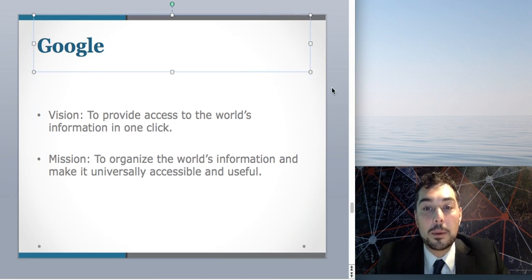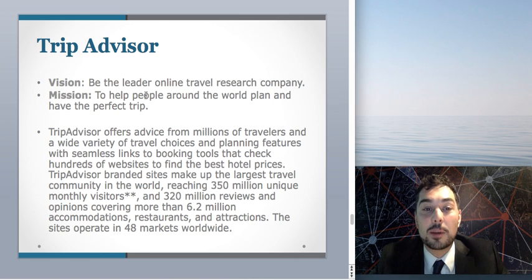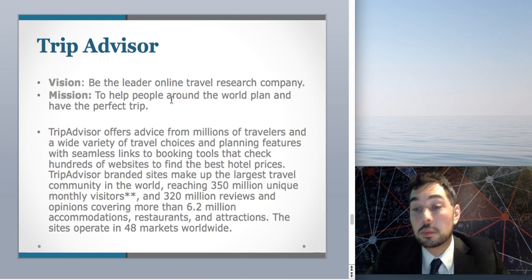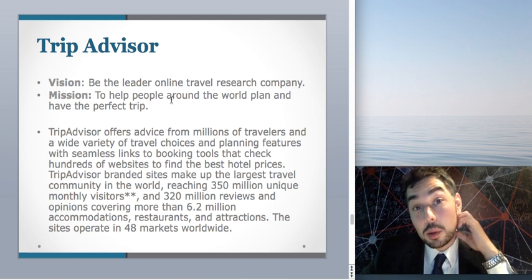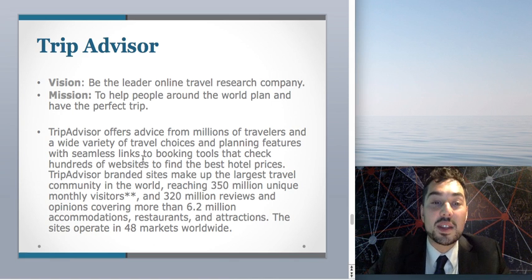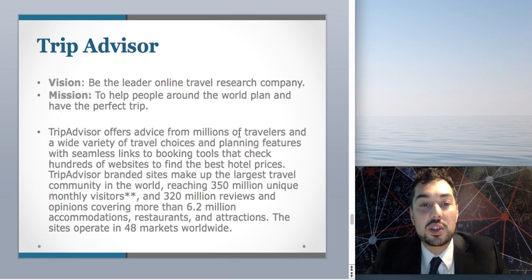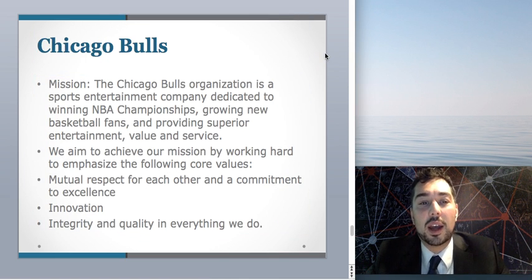So moving on. TripAdvisor. To be the leader online travel research company. To help people around the world plan and have the perfect trip. Simple, understandable, gets people inspired. And then this is how they do it. They offer advice for millions of travelers on a wide variety of travel choices. Very simple. I wouldn't call it necessarily too inspiring, but still understandable.